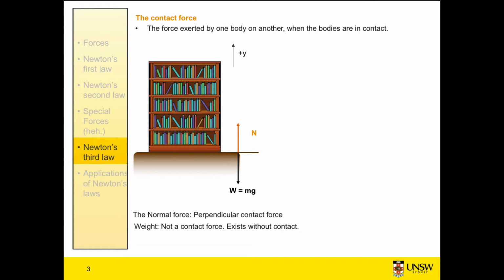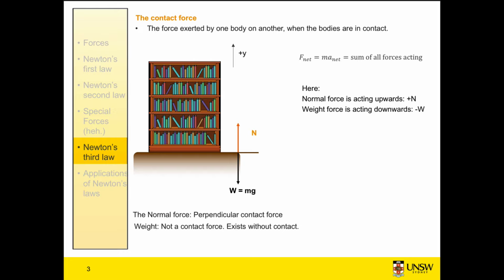So if we analyse the forces acting on this system, we have, as always, a net force. So by Newton's second law, that net force is equal to the mass times the net acceleration of the object. And we also know the net force, by definition, is the sum of all the forces acting on the object. So if we look back to our diagram, we can see that we have two forces acting on the bookshelf. We have the normal force acting upwards, and we have the weight force acting downwards.